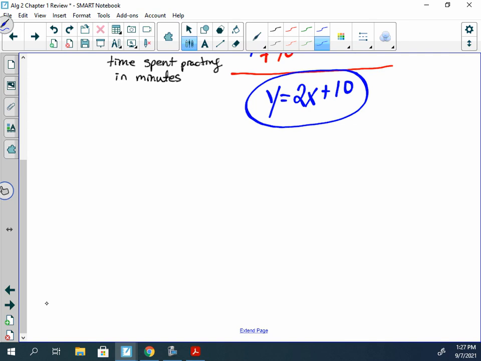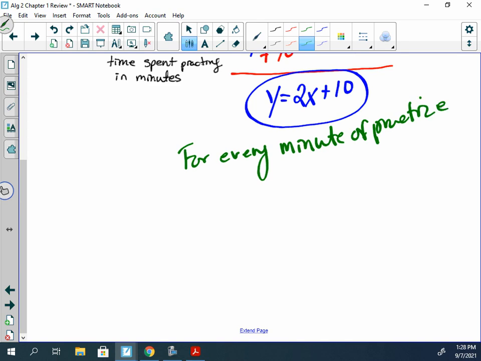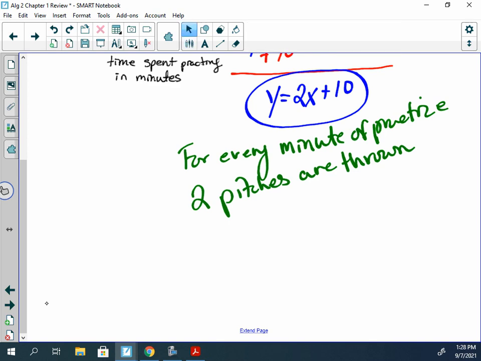Any questions on how we found the equation of the line? Now it asks us to define or interpret the slope. So we can say for every minute of practice, 2 pitches are thrown, because our slope is 2 or 2 over 1.